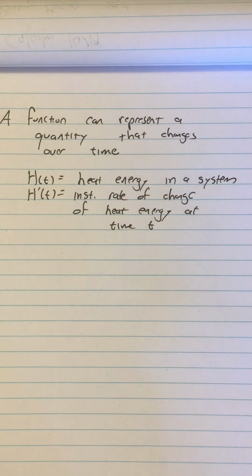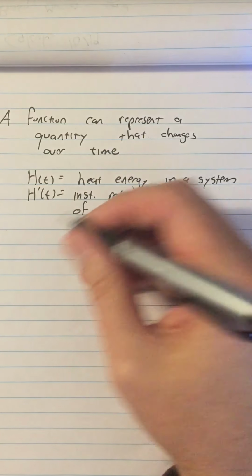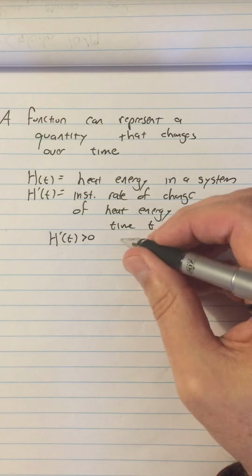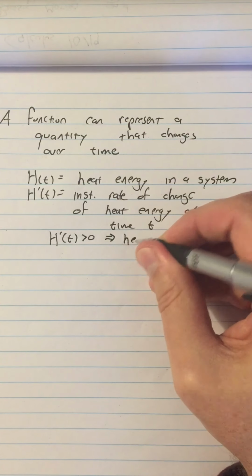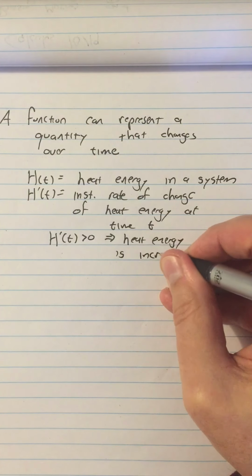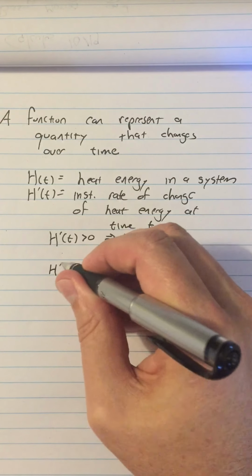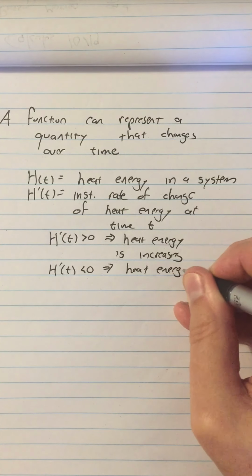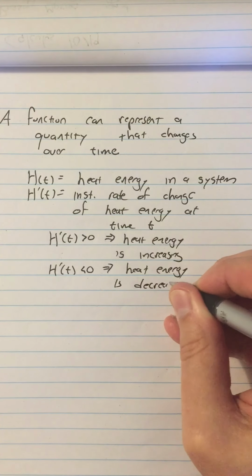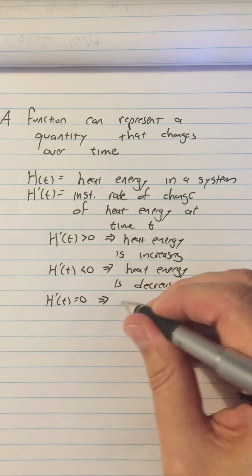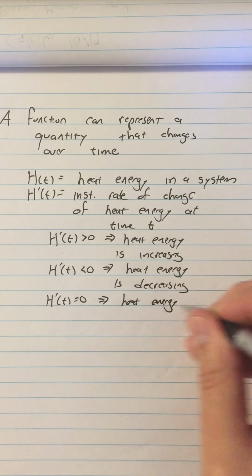And so, one of the big concerns now is that the rate of change is not constant, it is increasing. So we can say things like, if h prime of t is greater than 0, if h prime is positive, then that means that the heat energy is increasing. And if h prime of t is negative, then that means the heat energy is decreasing. So I'm just talking conceptually about what these things mean. If you have h prime of t equals 0, that means the heat energy is constant.